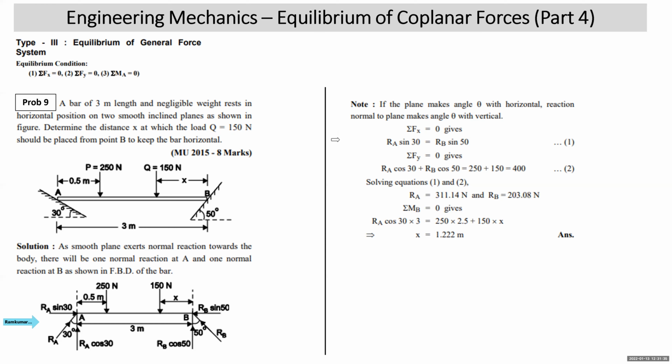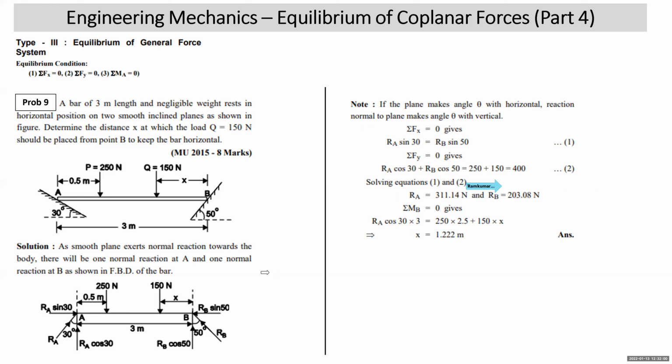Anyway, now we start with sigma Fx equal to 0. RA sin 30 to the right is equal to RB sin 50. Sigma Fy is equal to 0. Upward forces are equated to downward forces. RA cos 30 plus RB cos 50 is equal to 250 plus 150, that is 400. You got the second equation. If you solve equation number 1 and 2, you get RA as 311.14 and RB as 203.08.